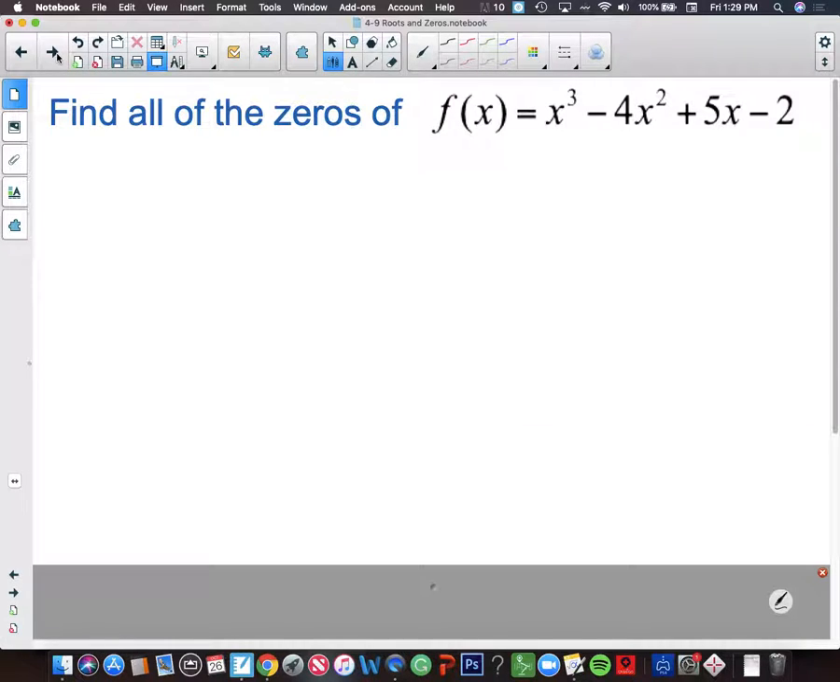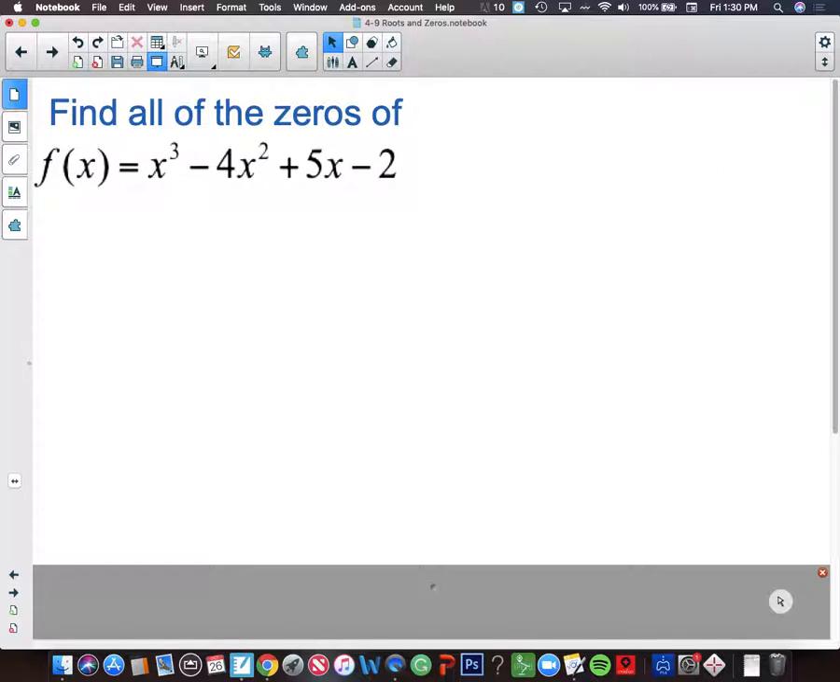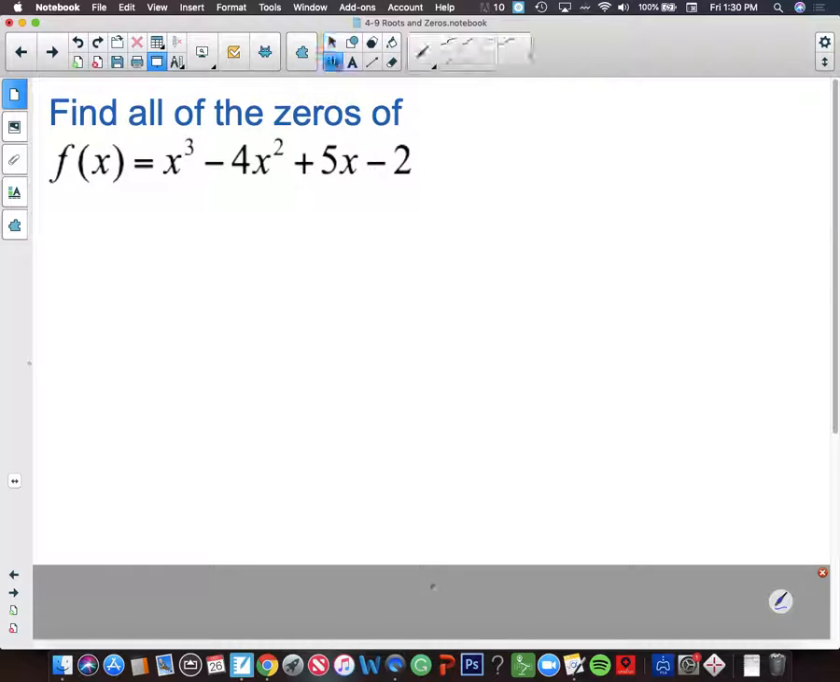So let's look at this function here. We want to find all the zeros. So we're going to use Descartes' Rule of Signs to help us find them, okay? So we got that original function. We're just going to drag it over here and use it, all right? That's my f of x. And now I need a f of negative x.